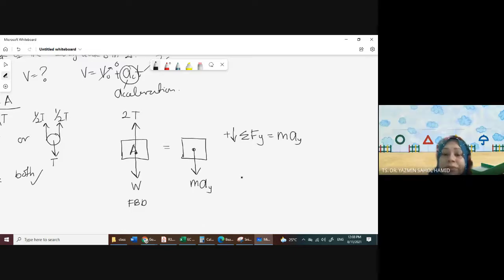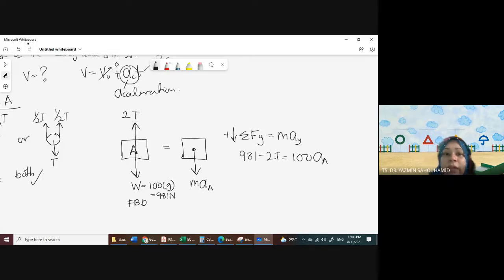Alright. So, our block weight is W equals M G, our M is 100 times G, how much? Simple, 981 Newton. So if we write the equation, it will be 981 positive minus 2T equals to 100 acceleration in the y direction. But our acceleration in the y direction, because we already know it is block A, we can write acceleration A.